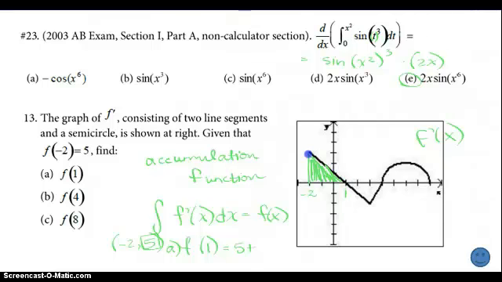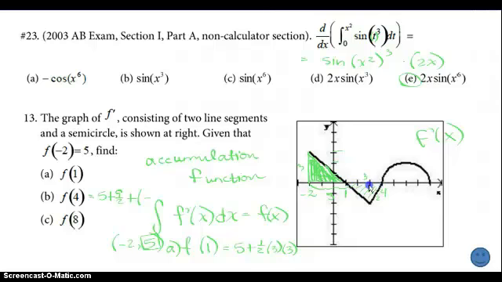Well, I can find that area by using the area of a triangle. The base of this triangle is 3 units. The height of this triangle is also 3 units. So that's going to be 1/2 the base times the height. So there is our output at 1. Part B says, what is our output at 4? Well, we can start with our output at 1, which is 5 plus 9 halves, and we can subtract from that because here's 4. We're going to get negative area here, aren't we?